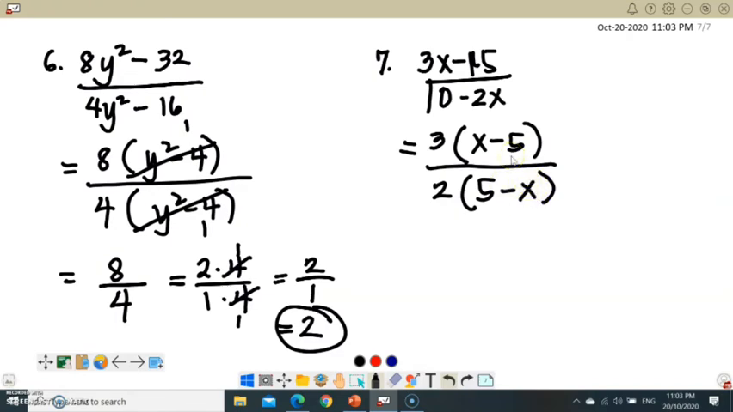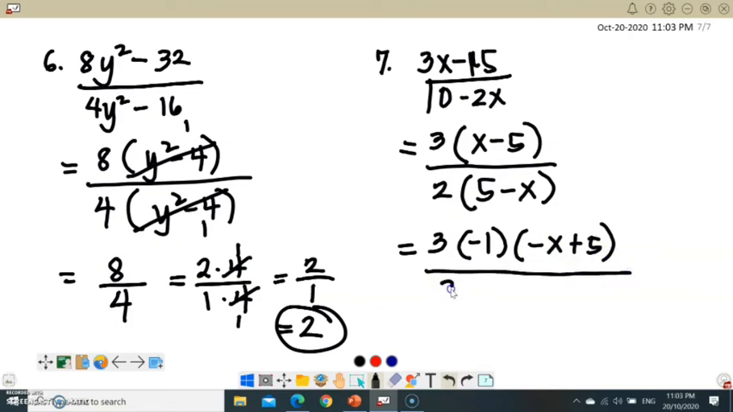Now, how are we going to cancel this one? Of course, we are going to factor x minus 5, and negative 1 would be its common factor. So we now have 3 multiplied by negative 1 multiplied by negative x plus 5 over 2 multiplied by 5 minus x. So can we cancel now negative x plus 5 and 5 minus x? Of course, they are now the same. Their quotient would be equal to 1.